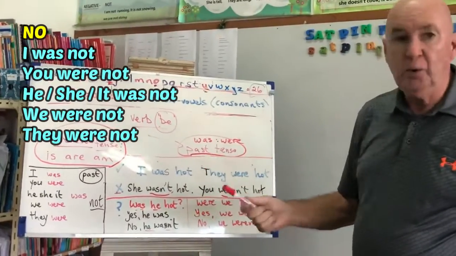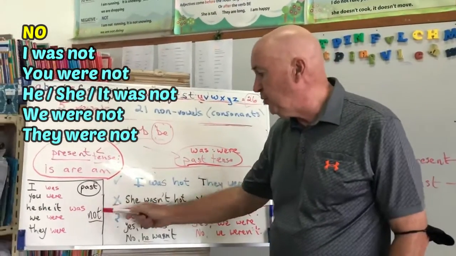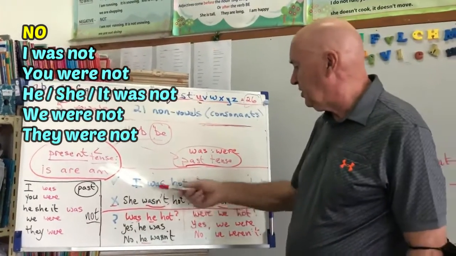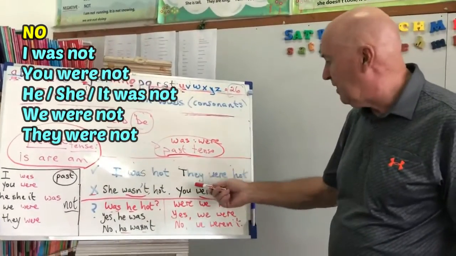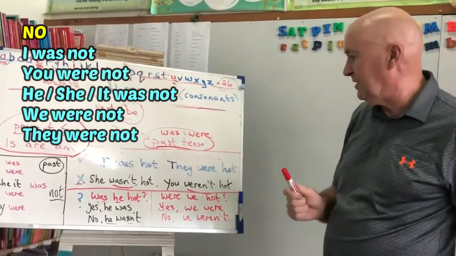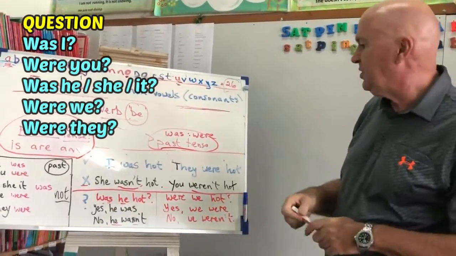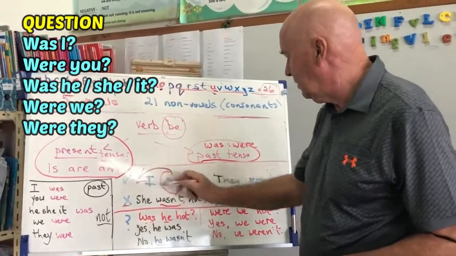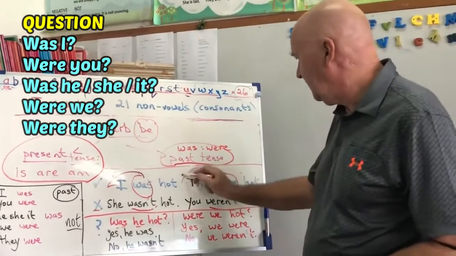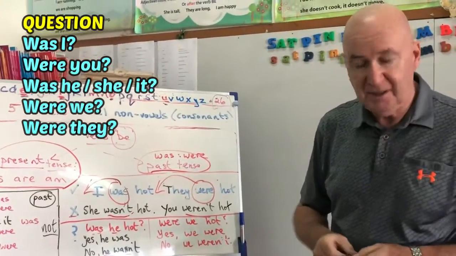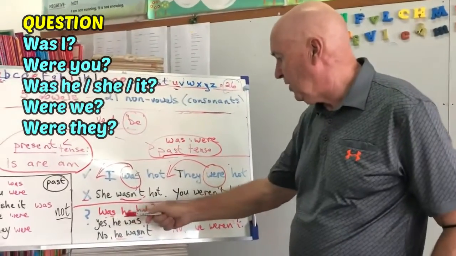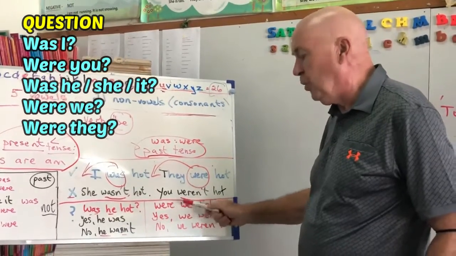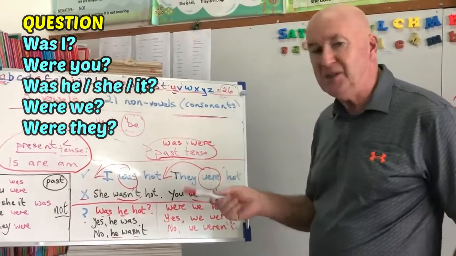To say no with the verb be, we just use not. So, I was not, he was not, she was not, you were not, they were not, we were not. And to make a question, what we do then is we put was or we put were first. So our question would be, was he? Or were you? Were they? Were we? And that makes it into a question.